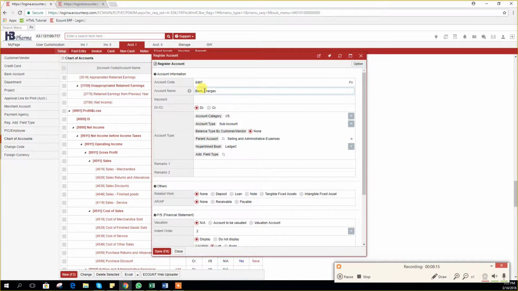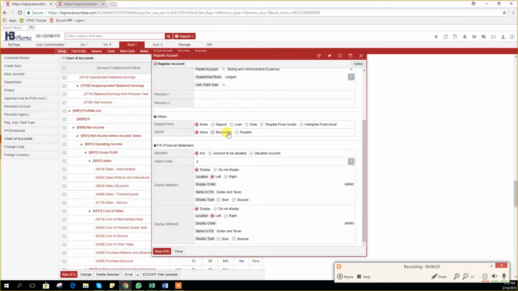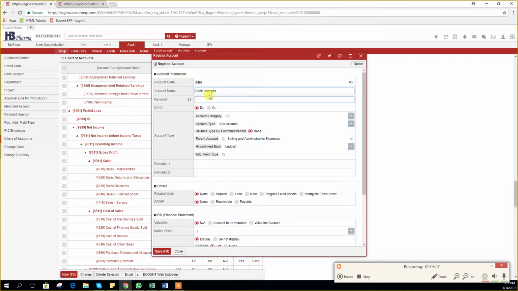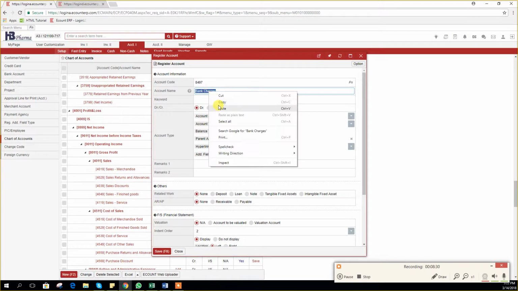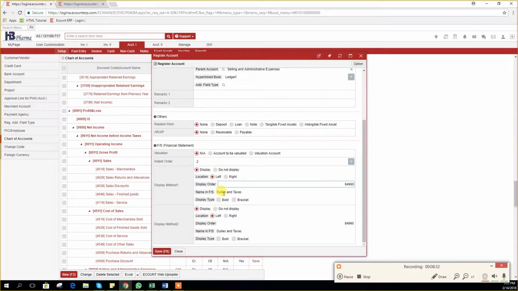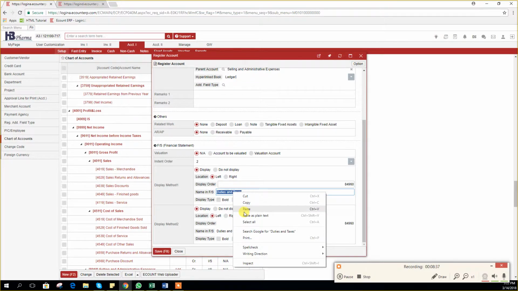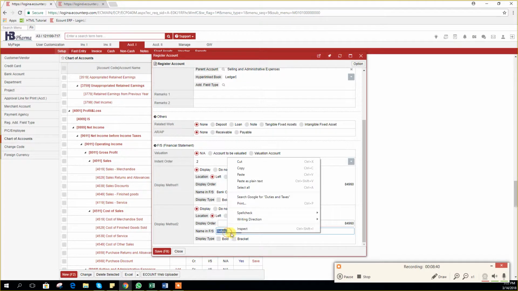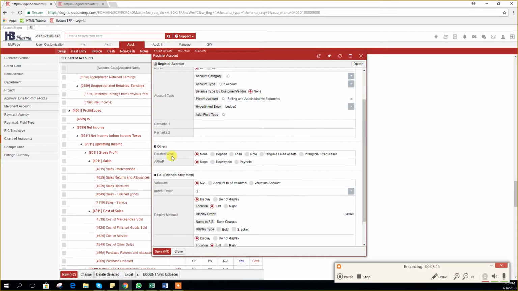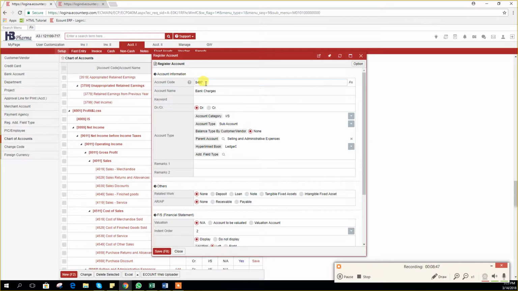So now, how is this bank charges going to be displayed inside your financial statement? Alright, so what would it be displayed as? You have display method 1 and display method 2. So you can choose later, if display method 1 does not work or anything, you can choose display method 2. Later I will show you inside the balance sheet, it's going to come up.